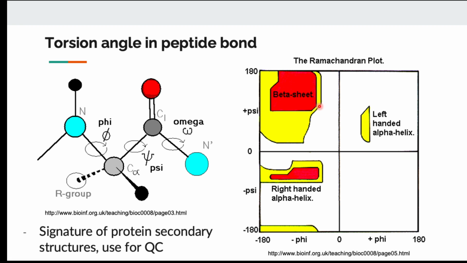People oftentimes use this combination of angles to validate or check the quality of a structure. If someone gives you a protein structure and the angles around the peptide bond and the alpha carbon don't fall onto this area, then you think that maybe there's something wrong with the model.